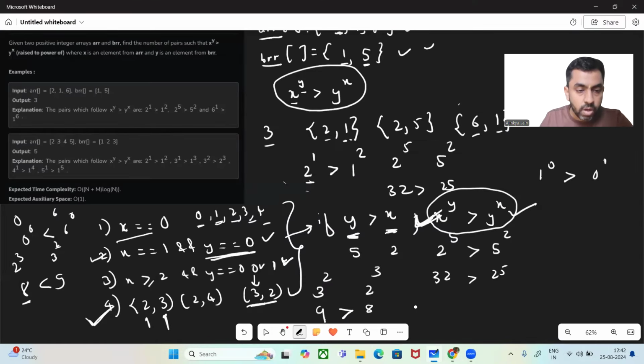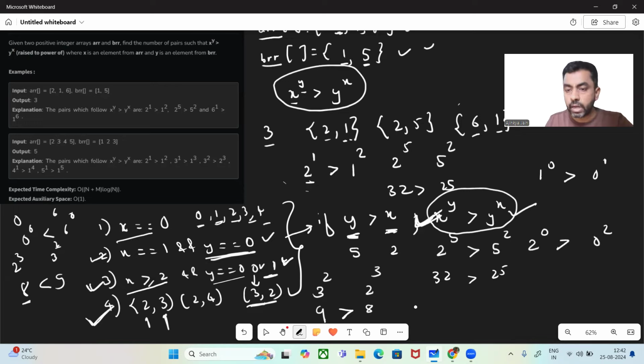So here, first of all, we are going to have this one, right? If X is greater than or equal to 2, then we are going to increment the answer by the zeros count and ones count in the Y array. So we have seen this: 2 to the power 0 and 0 to the power 2.